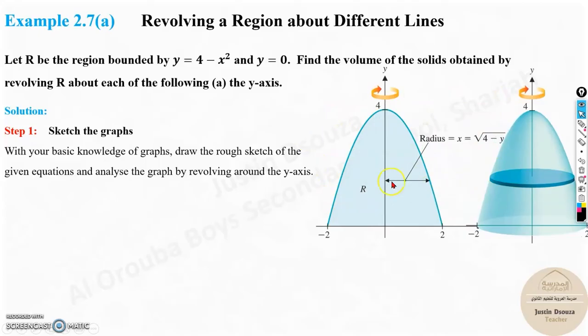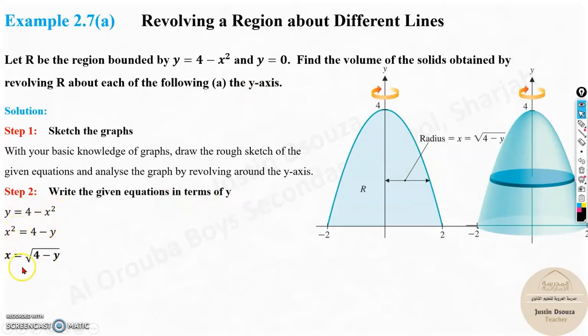But let's see what's the radius. The radius is this line over here. So write the equation in terms of y because we are rotating around the y-axis. So get everything to the other side and x to one side and you got this over here. How would you know the limits now? Limits are along 0 and 4. See, y is 0, that is fine, but how would you find the 4?